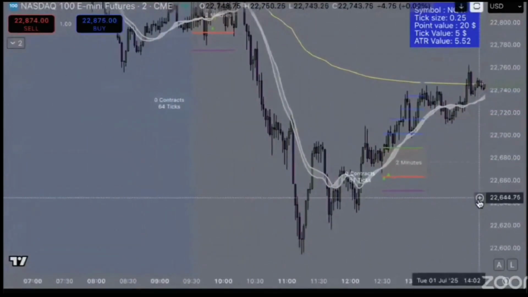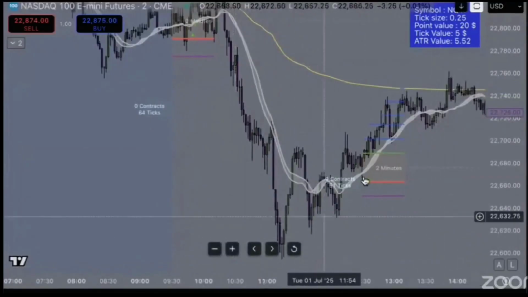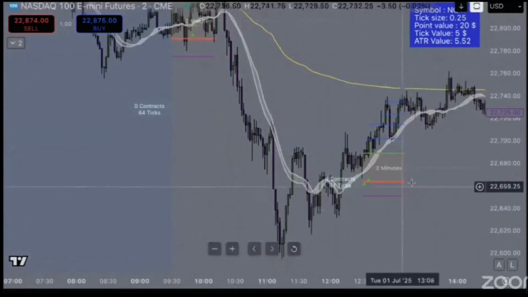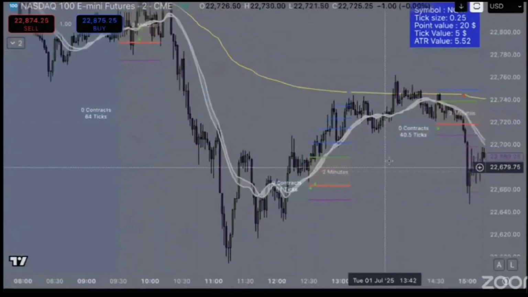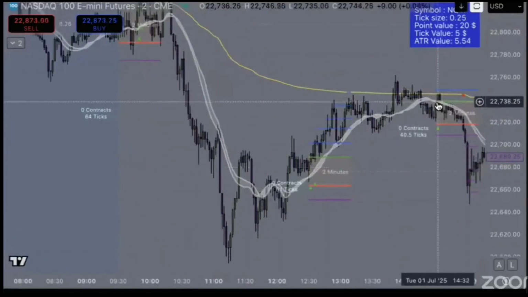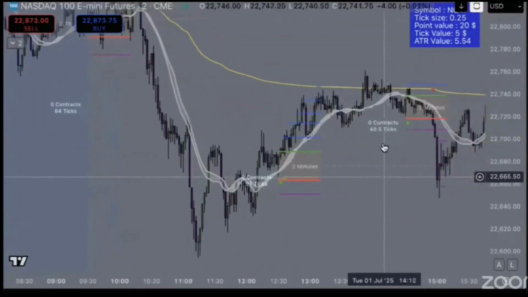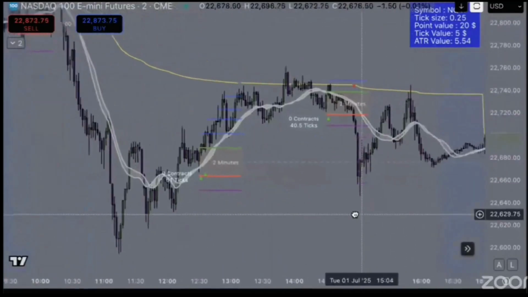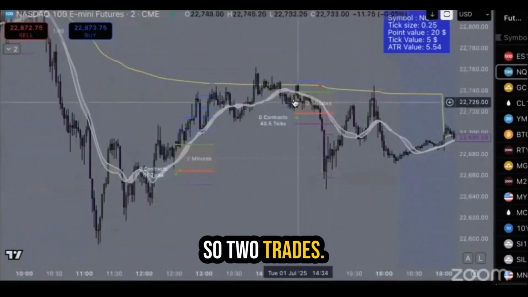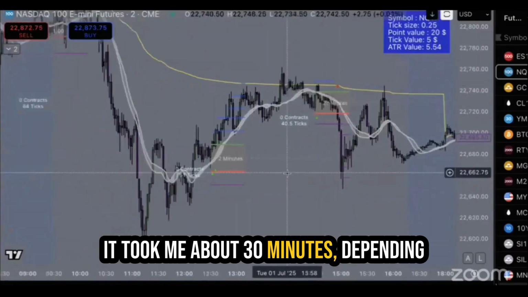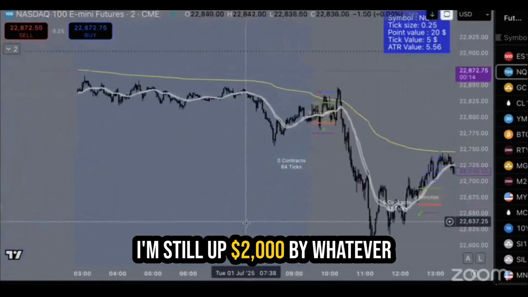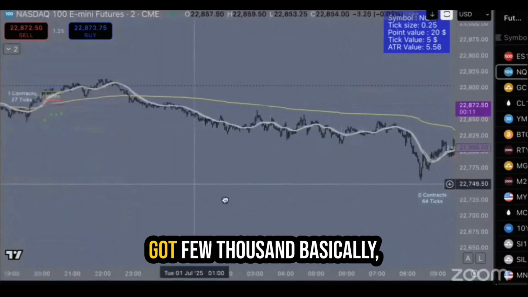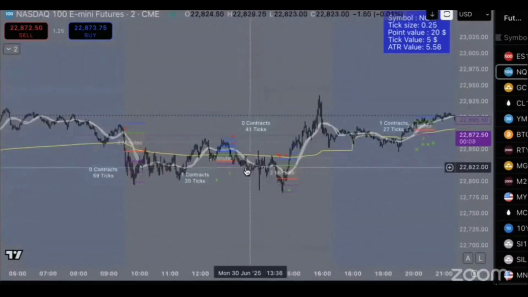I mean, some of this you do have to digest yourself, but you get this beautiful move up, this huge excursion down. I'm probably not looking for a continuation of this buy, but either way, going true to form, this does break out. So I would take one loss here, and then I would make that up times 3 with one gain here. So 2 trades, it took me about 30 minutes, depending on how much risk I have on that trade. I'm still up $2,000 by whatever amount of accounts I've got. A few thousand, basically.